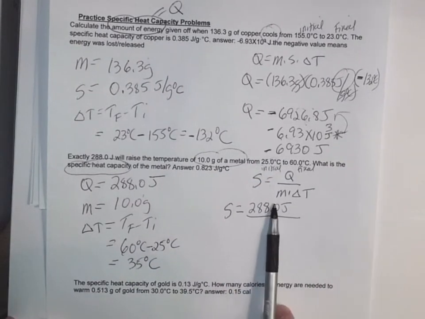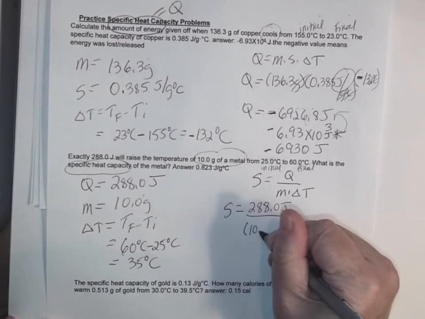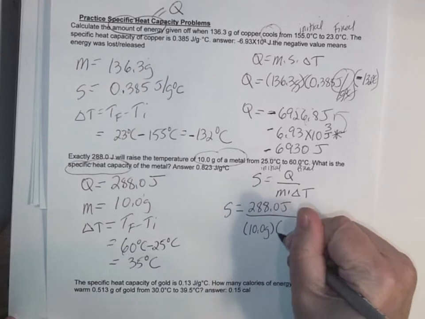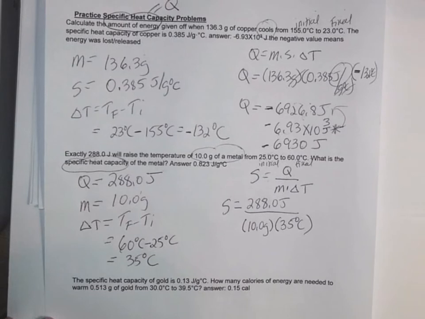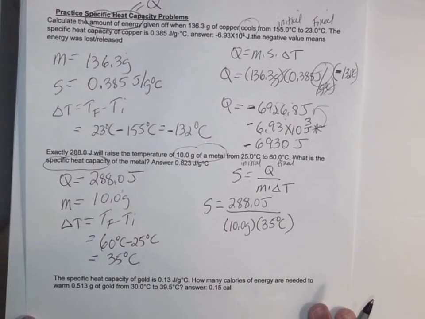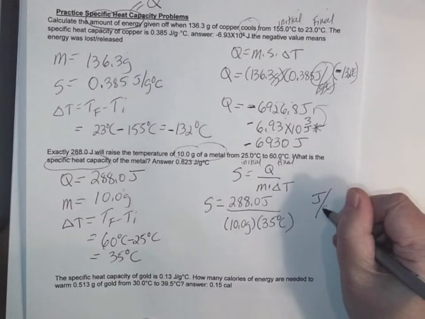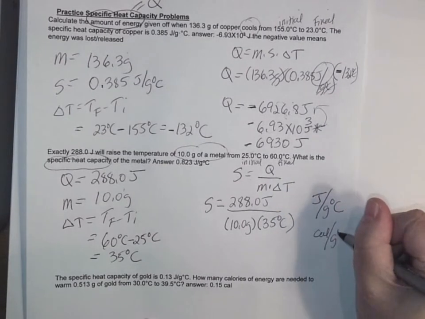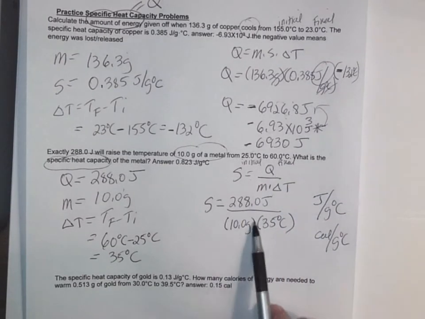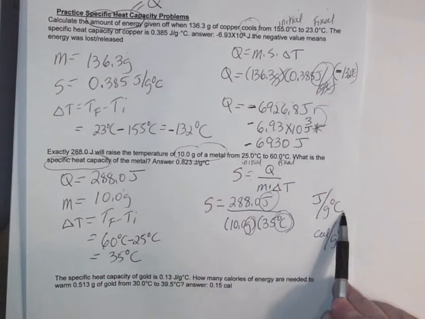It'd be just fine if you wrote 288. And then I'm going to do my mass as 10 grams. And then my temperature is 35 degrees Celsius. Now, when I write this like this, nothing is canceling out. And it really shouldn't, because we learned that the specific heat capacity units could be joules over gram degrees Celsius or calories over gram degrees Celsius.